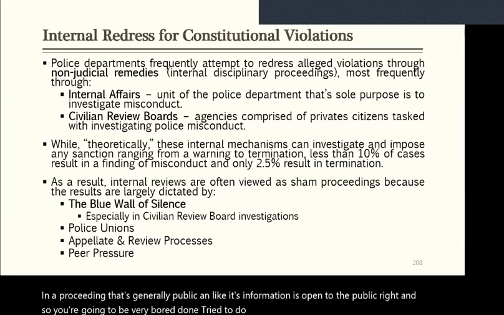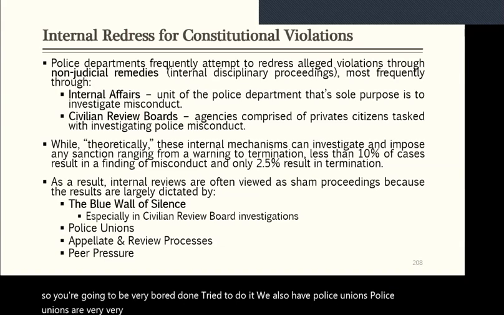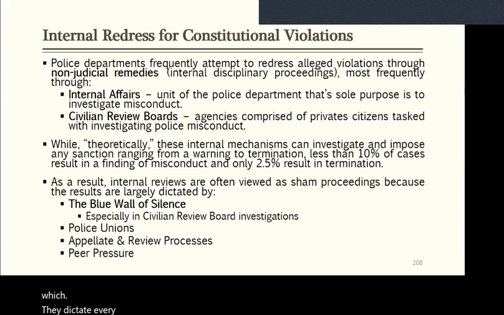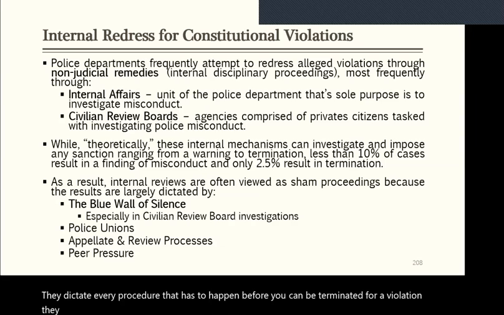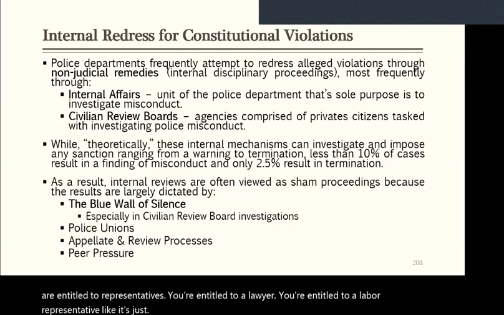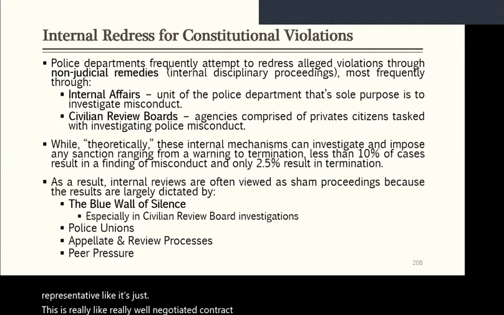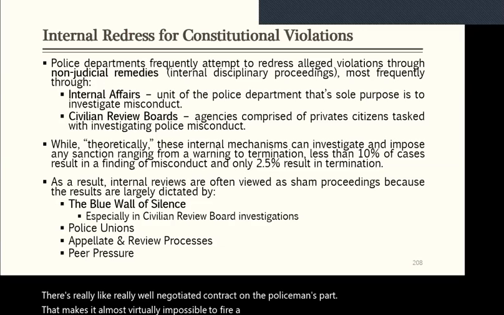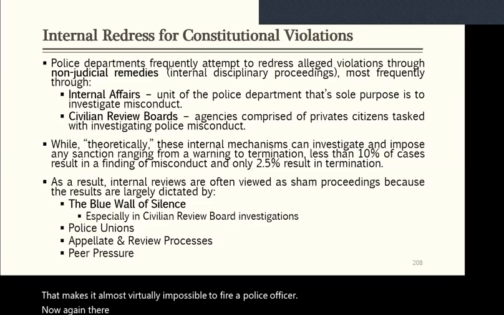We also have police unions. Police unions are very, very, very strong. Generally speaking, they have collective bargaining agreements in which they dictate every procedure that has to happen before you can be terminated for a violation. They talk about the process you have to go through, the hearings. You are entitled to representatives. You are entitled to a lawyer. You're entitled to a labor representative. It's just this really well negotiated contract on the police union's part that makes it almost virtually impossible to fire a police officer. Now, again, there are some appellate and review processes.